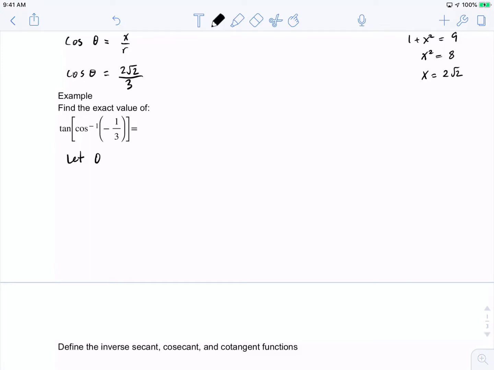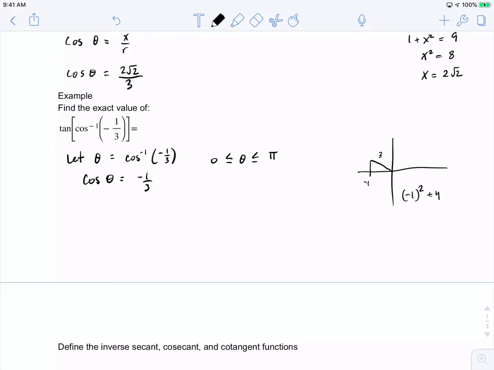In the next example, we have tangent of an inverse cosine. And so we're going to let theta equal cosine inverse of a negative 1/3. So cosine of theta is going to be equal to a negative 1/3. And the restriction there, again, remember, is from 0 to pi. So it puts us either in the first or second quadrant. But since our x is a negative 1 and our radius is 3, we're going to have to find our y. So negative 1 squared plus y squared is equal to 3 squared, the radius.